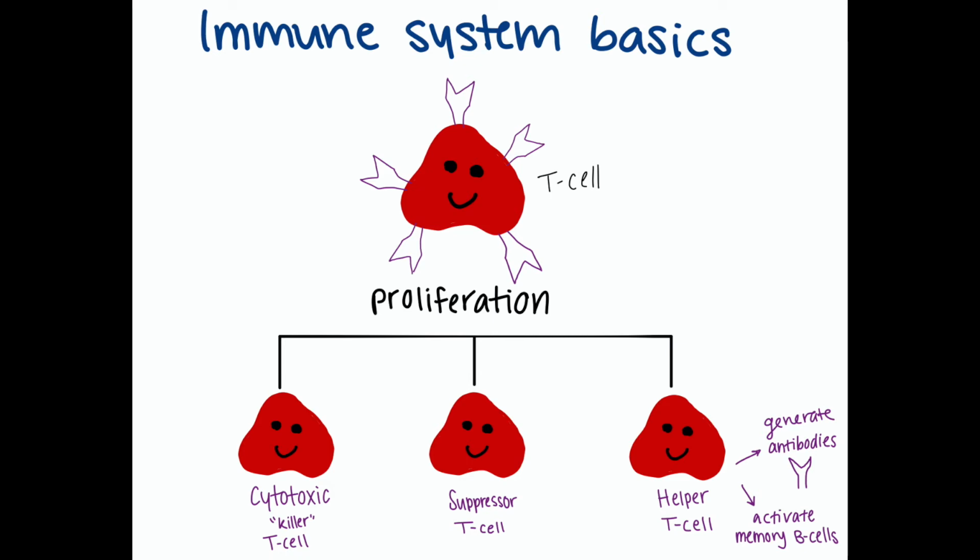The different types of T cells that it can become through differentiation are cytotoxic, also known as killer T cells. These are the ones I was talking about earlier when I said certain types can kill the pathogen. Suppressor T cells and helper T cells. Helper T cells can generate antibodies and they can activate the memory B cells.